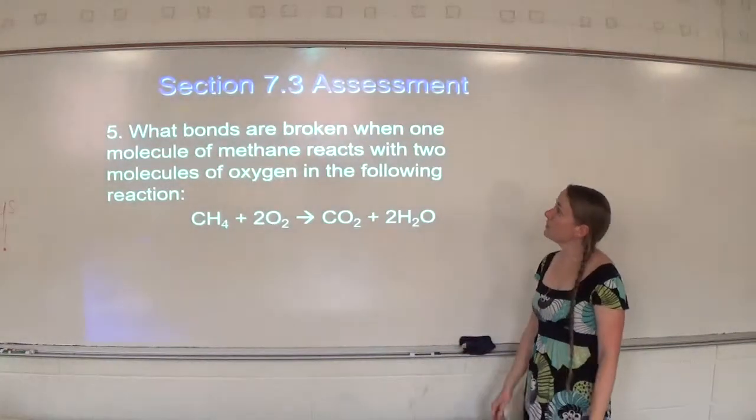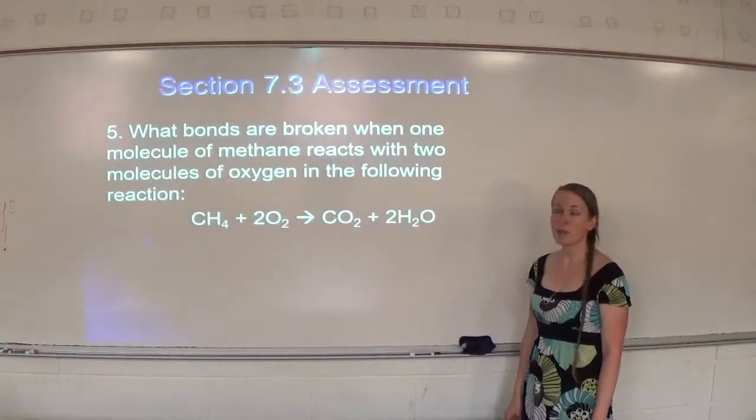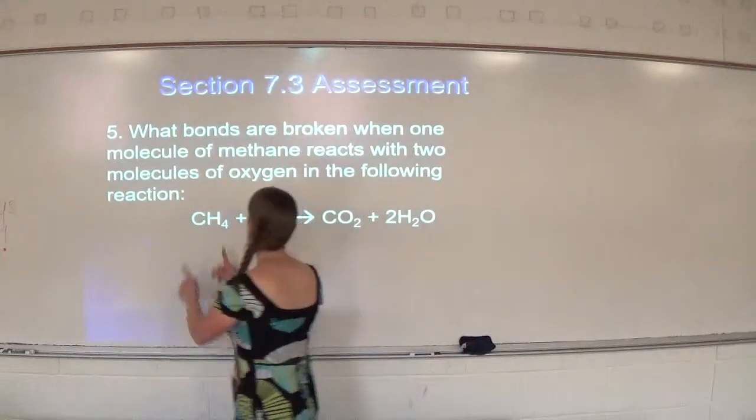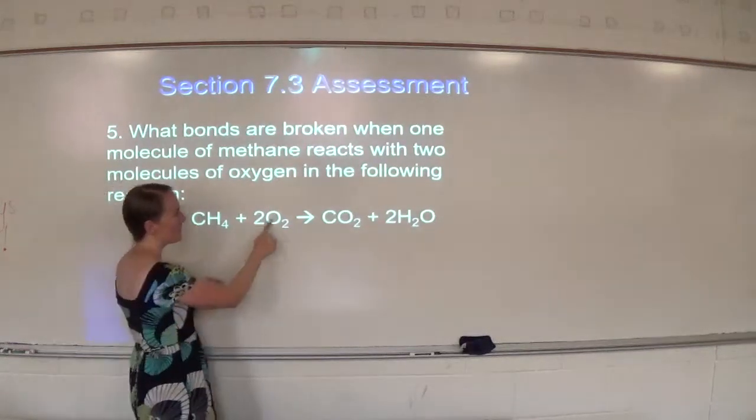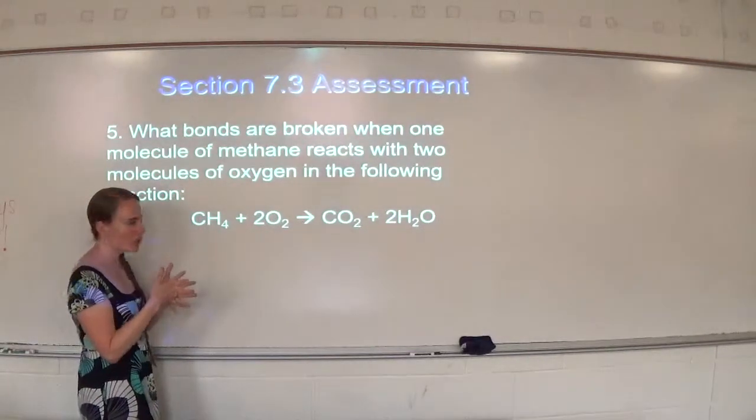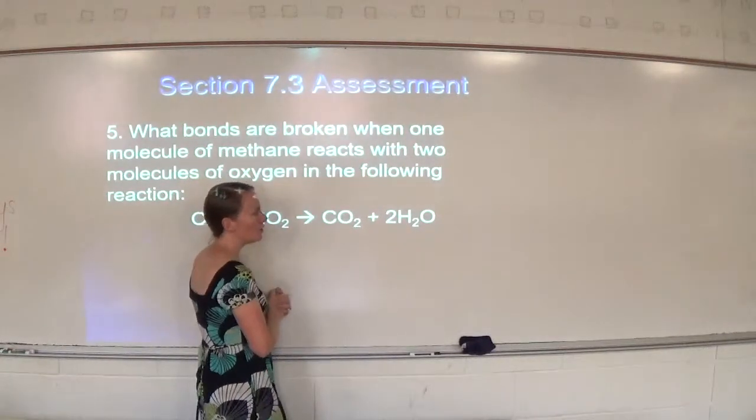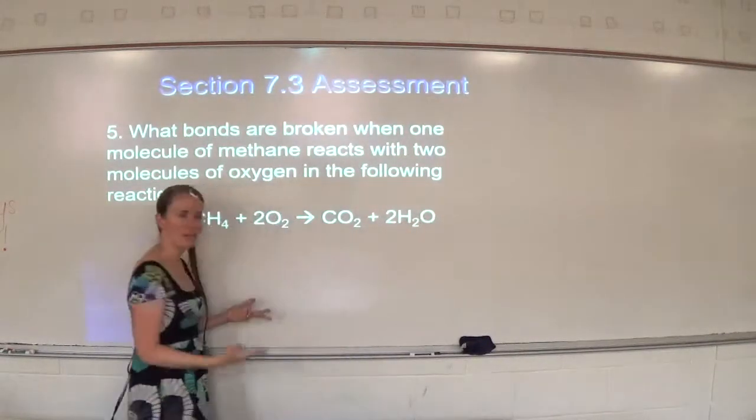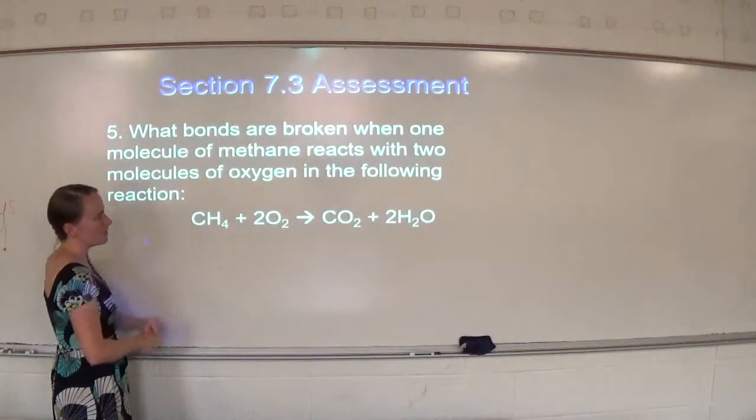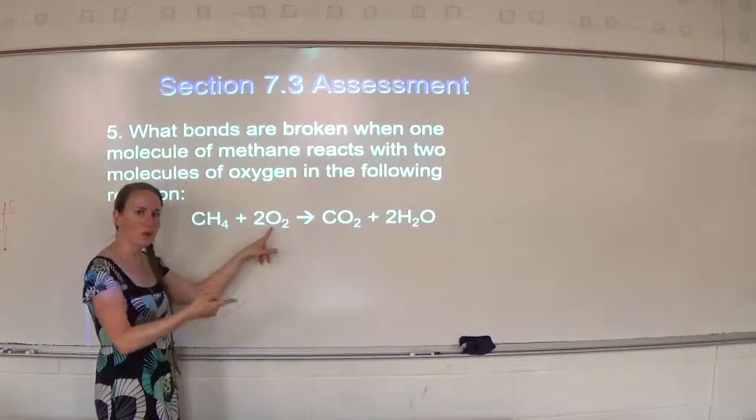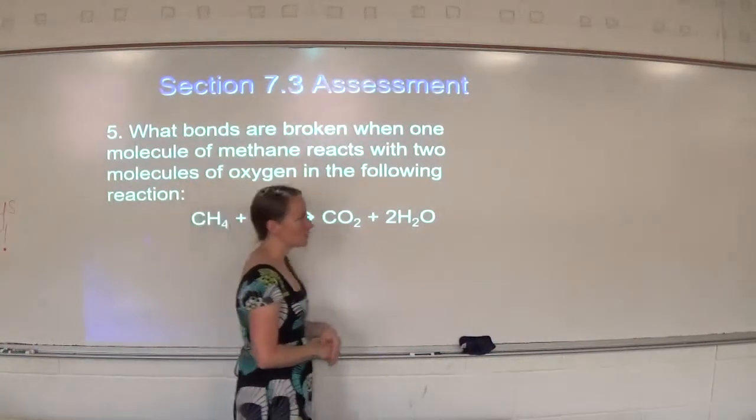What bonds are broken when one molecule of methane reacts with 2 molecules of oxygen in the following reaction? Well, let's look. We have CH4, so here C is bonded to H, and we have O2, so O is bonded to O. Here we have CO2, so C is bonded to O, and H2O, so H is bonded to O. So which bonds are broken? The C-H bonds are broken, and the O-O bonds are broken.